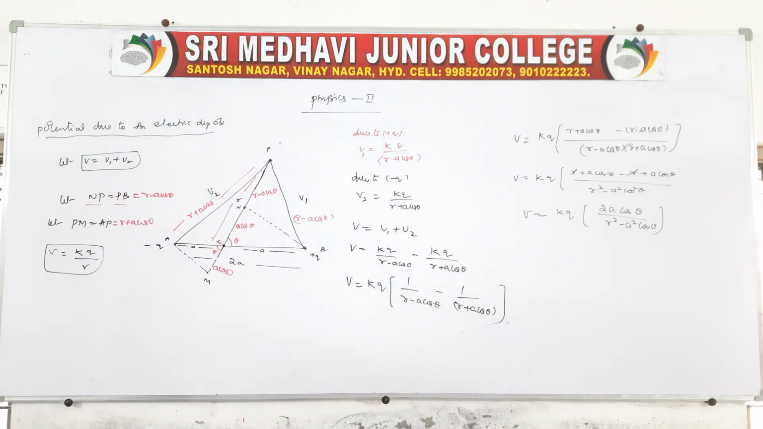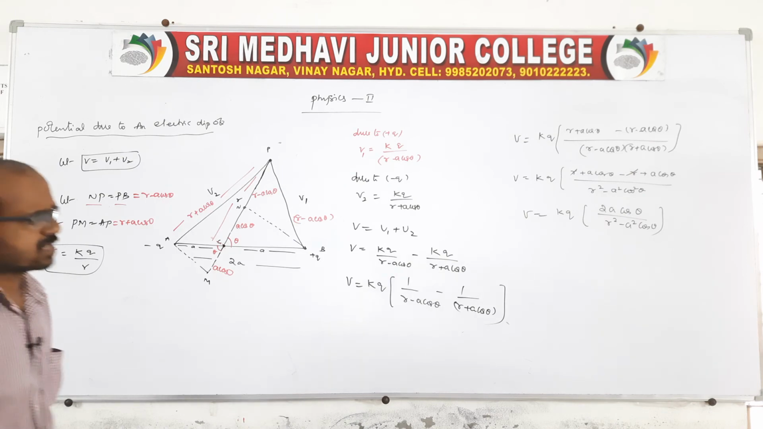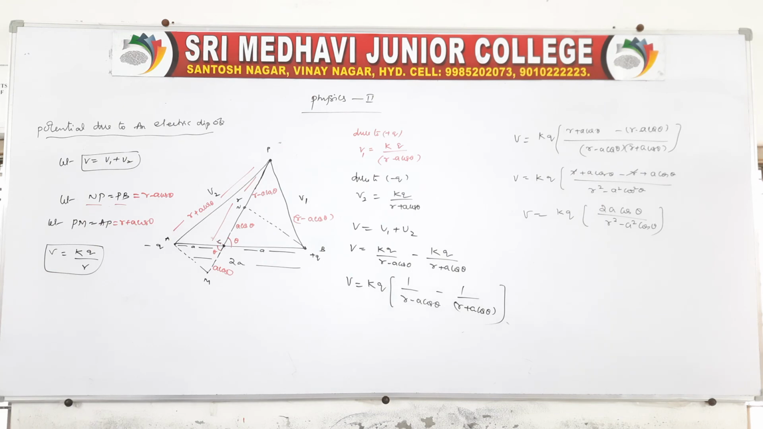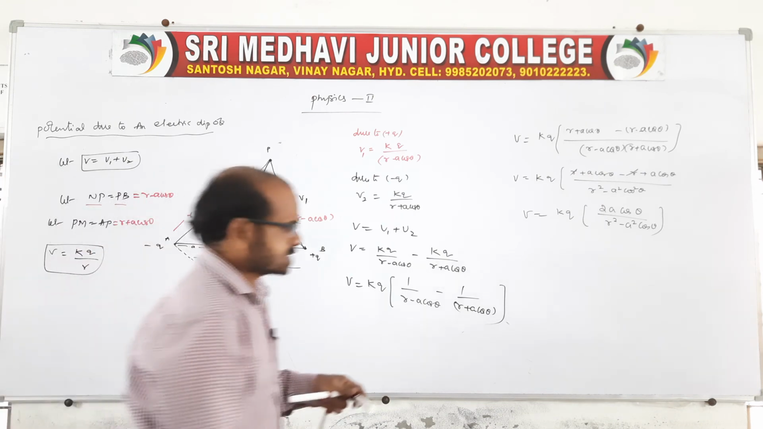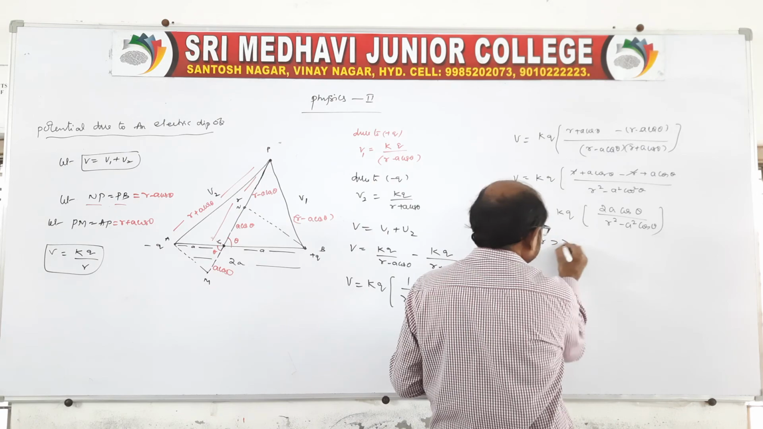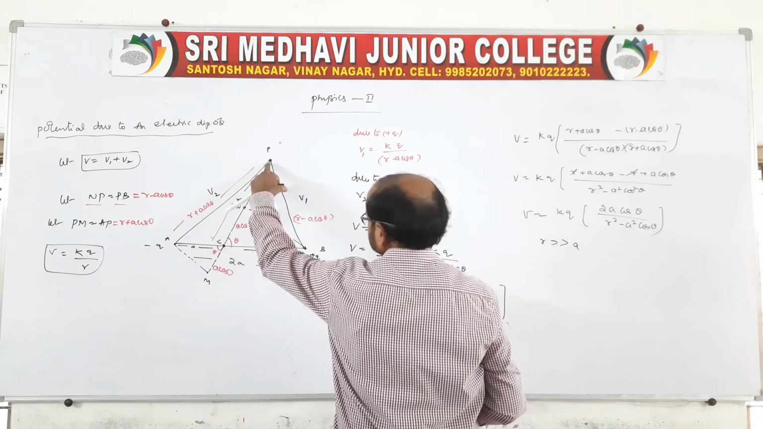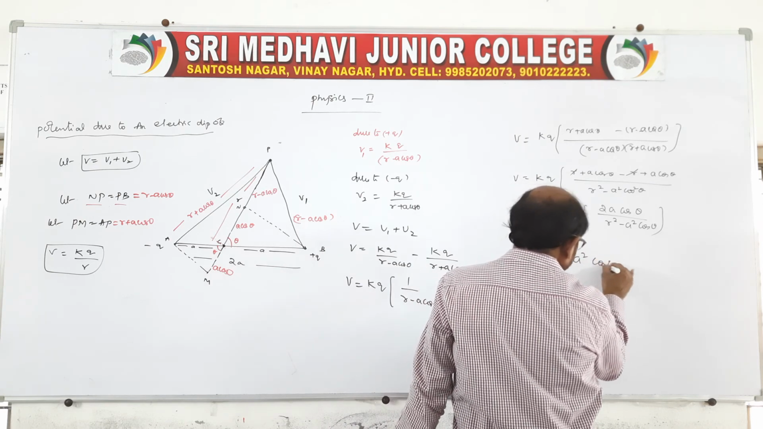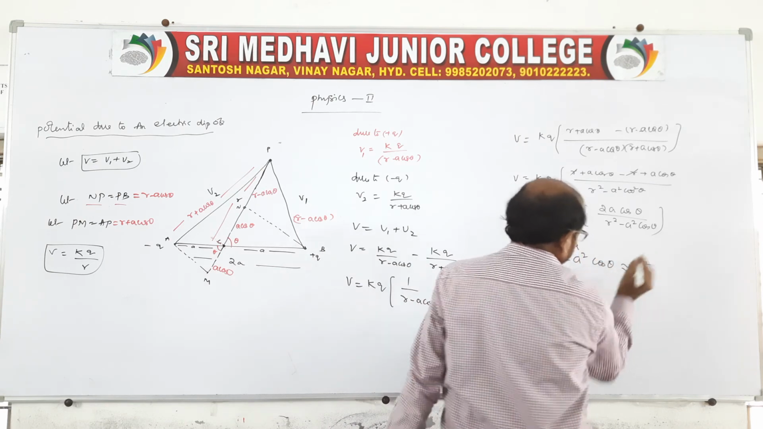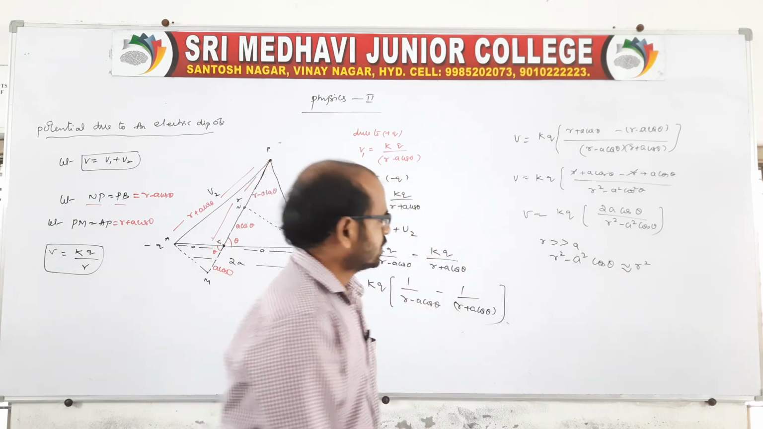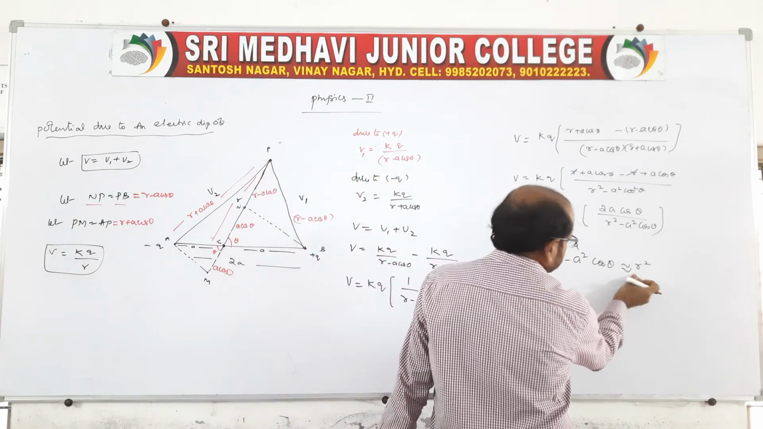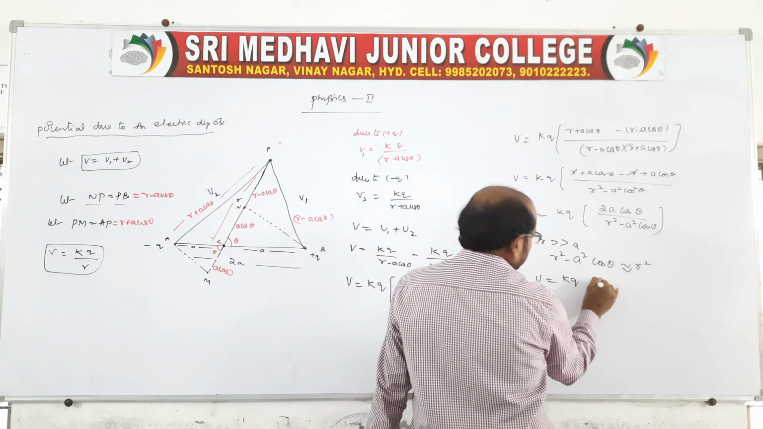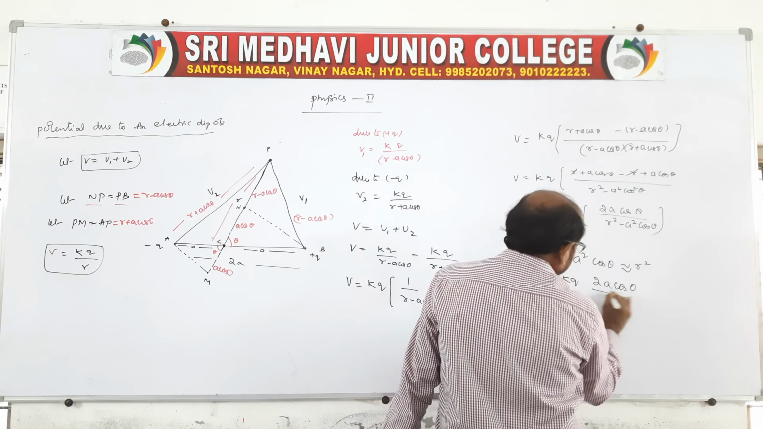Right? V is equal to KQ into 2A cos theta by R square minus A square cos square theta. In general, here we can say that R is very much greater than A. Look at this, R is very much greater than A, no? Therefore R square minus A square cos square theta is almost equal to R square. So the final expression will be 2A cos theta by R square.